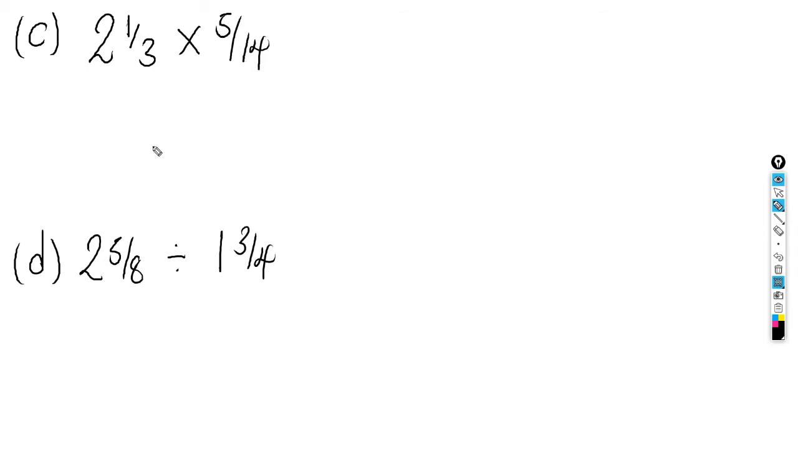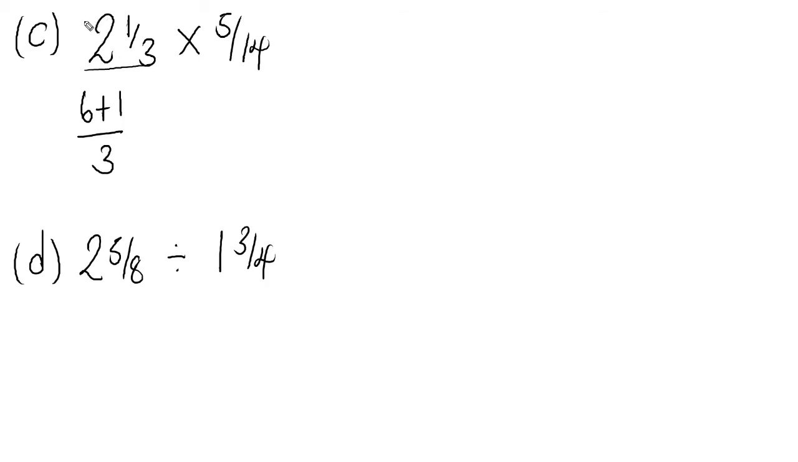So what do we do here? We need to multiply this mixed number by this common fraction. So the first thing we're going to do is change this mixed number and put it in improper form. So how do we do that? We'll end up with 2 multiplied by 3, which would give us 6, plus the 1 here over 3. Okay? So that's how we change a mixed number back to its improper form.